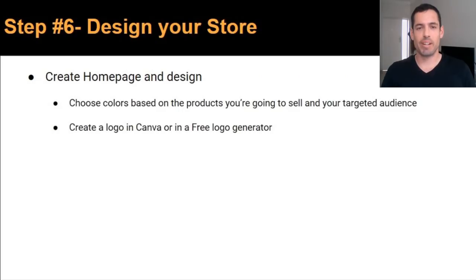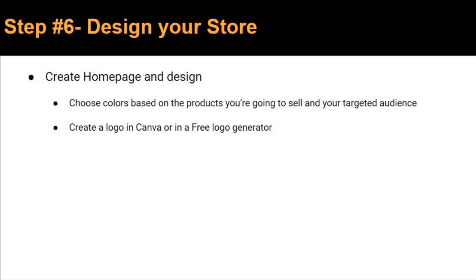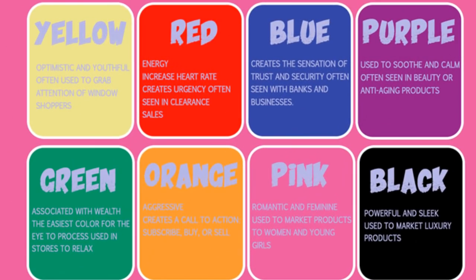Okay, so the next step is basically starting to design our homepage and choosing our store's color. Basically, what I suggest doing is thinking about the values that you want your brand to promote, and think what are the colors that are related to these values. So let's say you want a healthy brand.